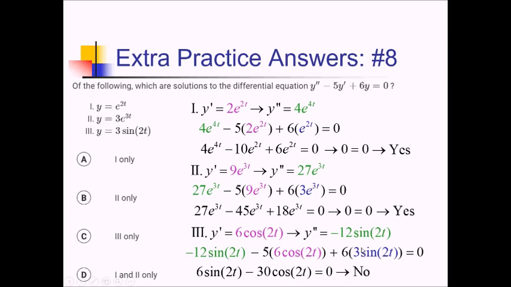And if I have a negative 12 and a plus 18, that's going to give me positive 6 sine of 2t. So, yeah, this minus this, these aren't even like terms. You're not going to get 0 out of that for all t values. So that's a no. So that means that only options 1 and 2 worked, which is going to give us choice D.